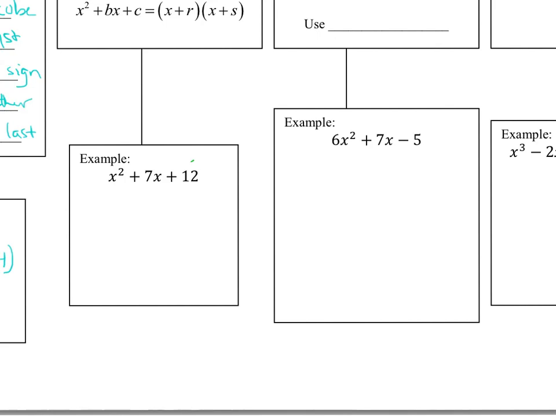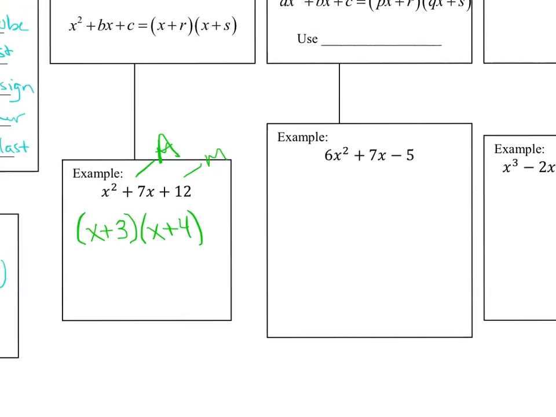In this case, I need two numbers that multiply to 12 and add to 7. So two numbers that multiply to 12 and add to 7 are going to be positive 3 and positive 4. So my final answer is going to be x plus 3 and x plus 4.